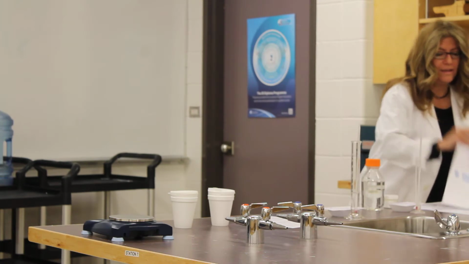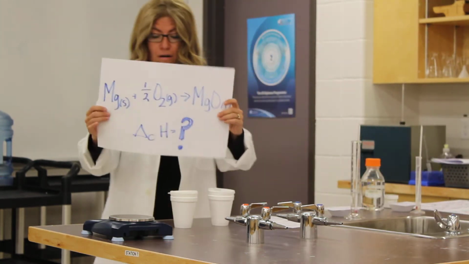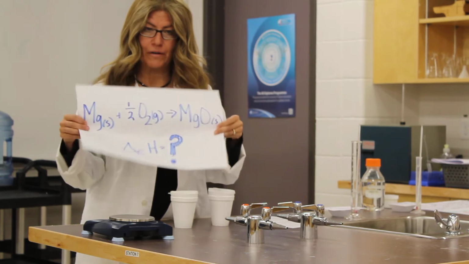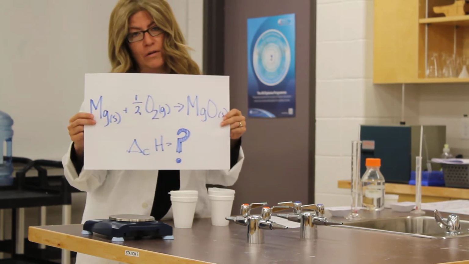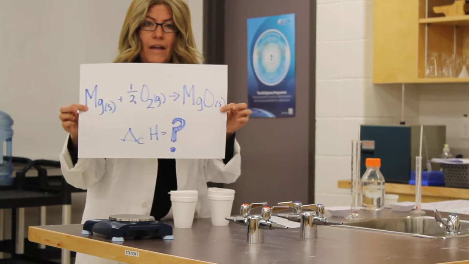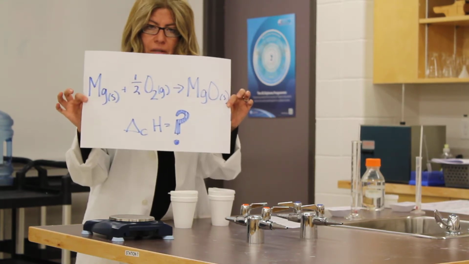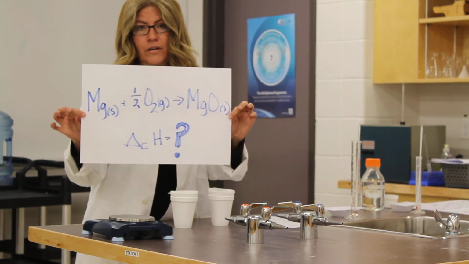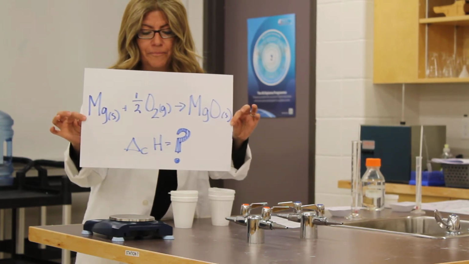So this is what we're searching for. We're searching for the enthalpy change of combustion first, and then we'll find the molar enthalpy of the combustion of the magnesium. So this is what you have to build with Hess's law. This is in your lab write-up.